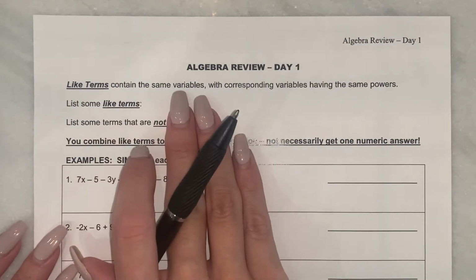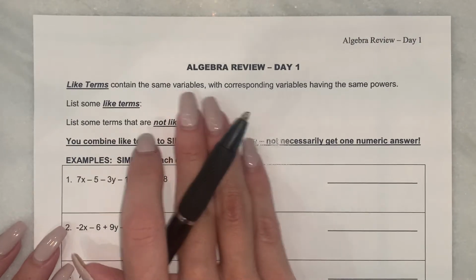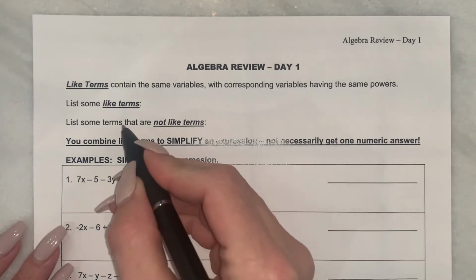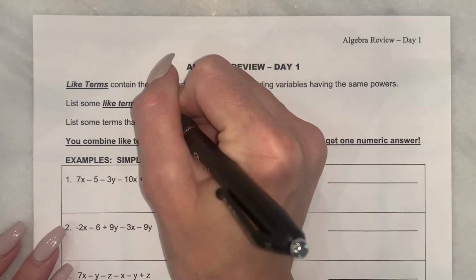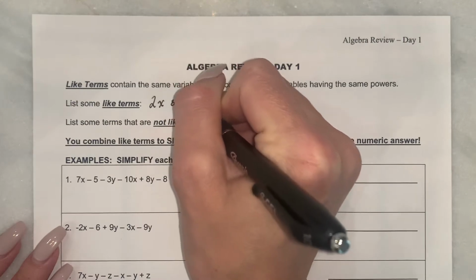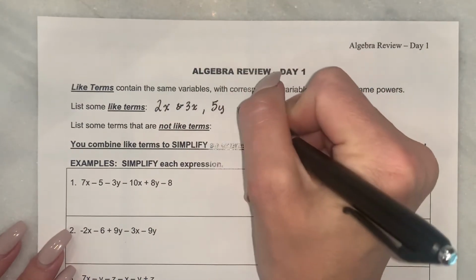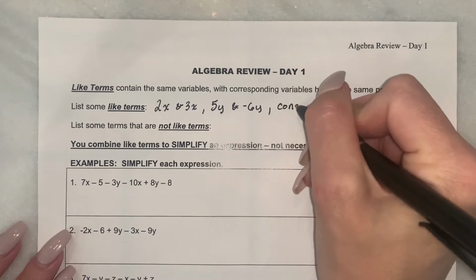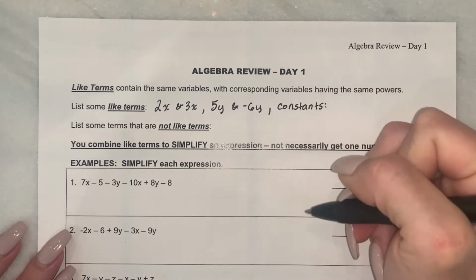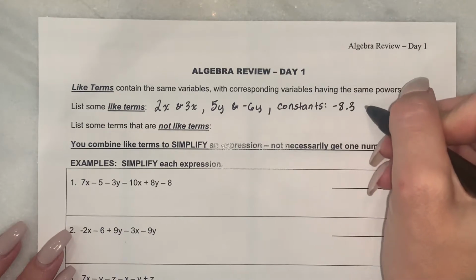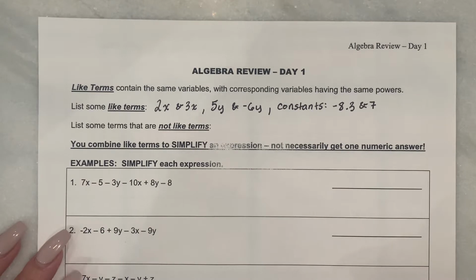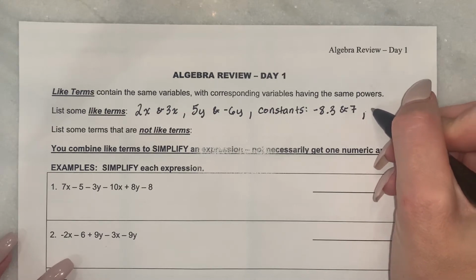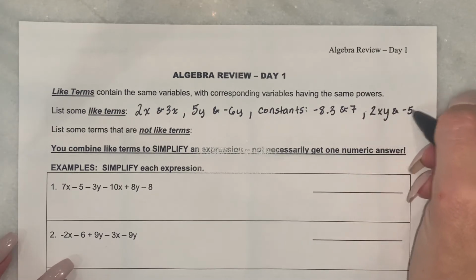Like terms are terms that contain the same variable, or actually no variables at all. And if they have variables, they'll have the same exponents or powers. So some examples of like terms would be, like a lot of you said in class, 2x and 3x, maybe 5y and negative 6y. We could also have constants, which are numbers that don't have any variables, like negative 8.3 and 7. It can be a decimal. And also if they have multiple letters, they have to have the same multiple letters, so maybe 2xy and negative 5xy.